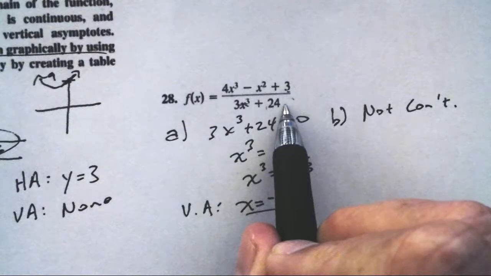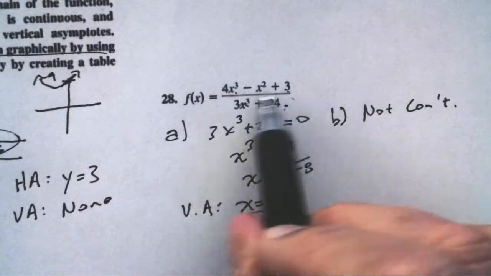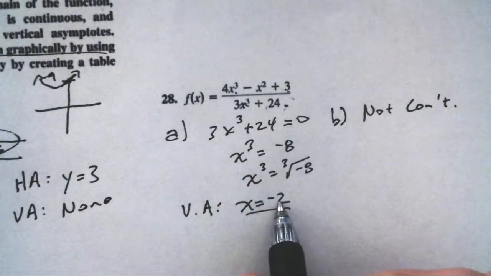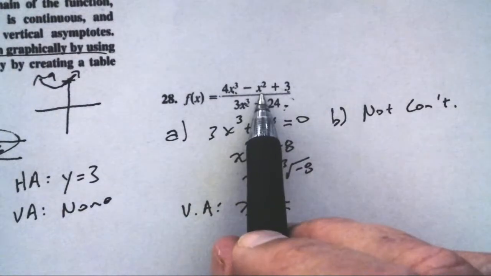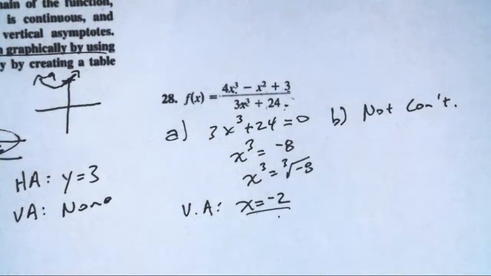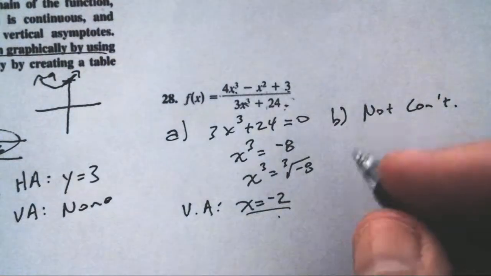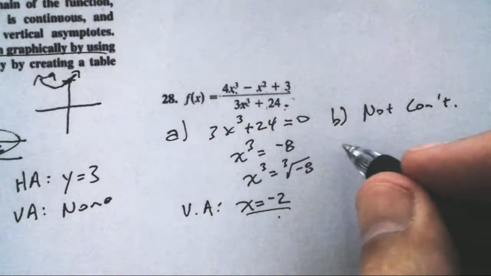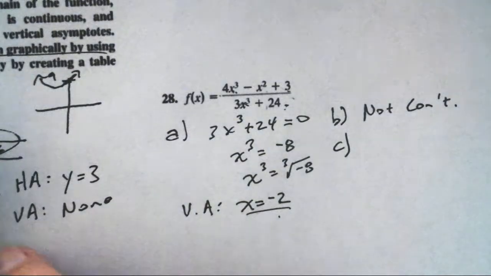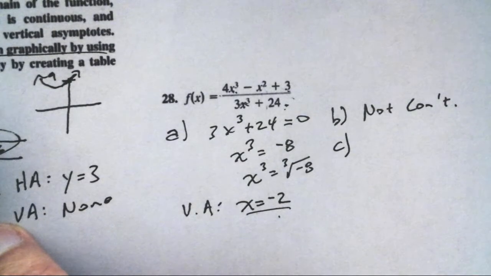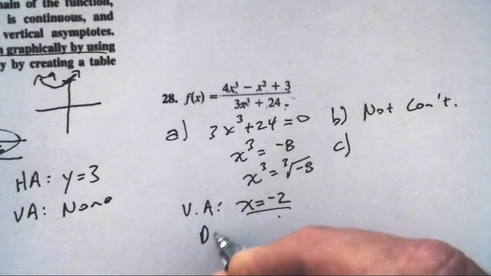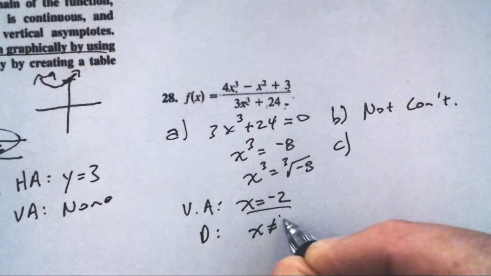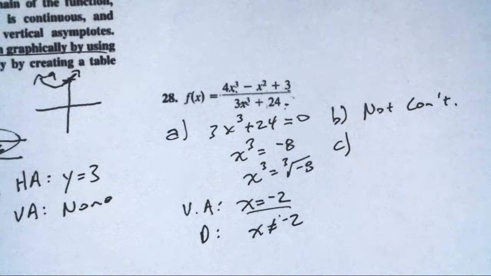Actually, do we know that's a vertical asymptote? Yeah, I think we'd have challenges trying to factor this. We could put negative 2 in here. We get negative 8, negative 32. Yep, negative 2 is not a 0 of the numerator, so it's a vertical asymptote. C, find the domain. Oh, so our domain in A is x may not equal negative 2, and that's it.